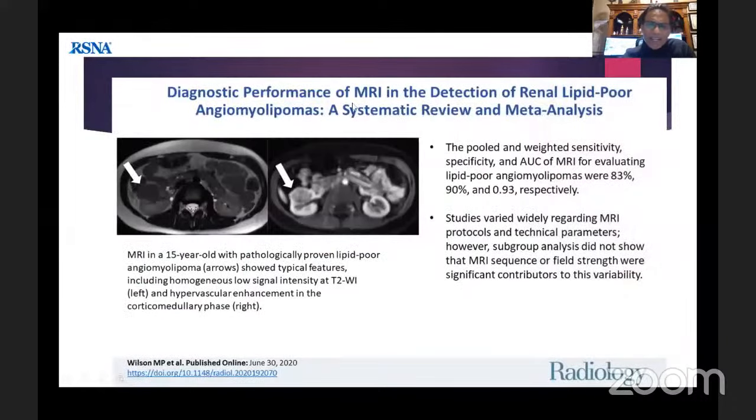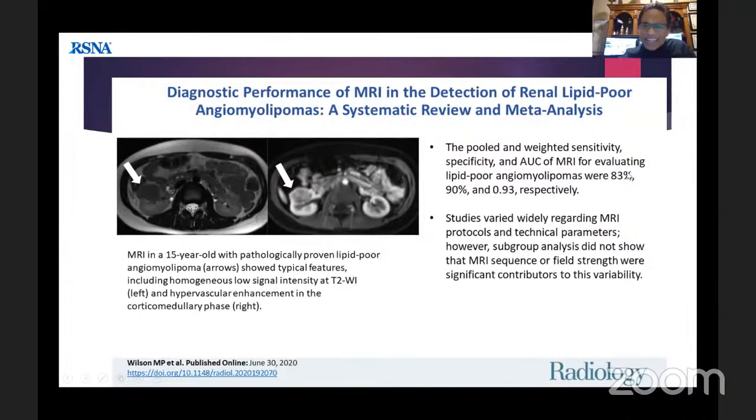Actually, this study was just published last month, which showed that lipid poor angiomyolipomas on T2-weighted images show uniform low signal, and they show moderate enhancement on corticomedullary phase. This is diagnostic. This was a very useful feature in diagnosing lipid poor angiomyolipomas.